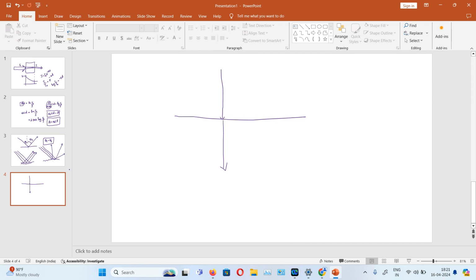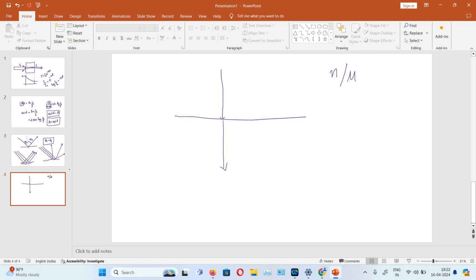Now what happens in that case? If there are media with different properties, the property related to the passage of light through a medium is called refractive index, usually denoted by n or mu. So this is called refractive index. Different media have different refractive index values.